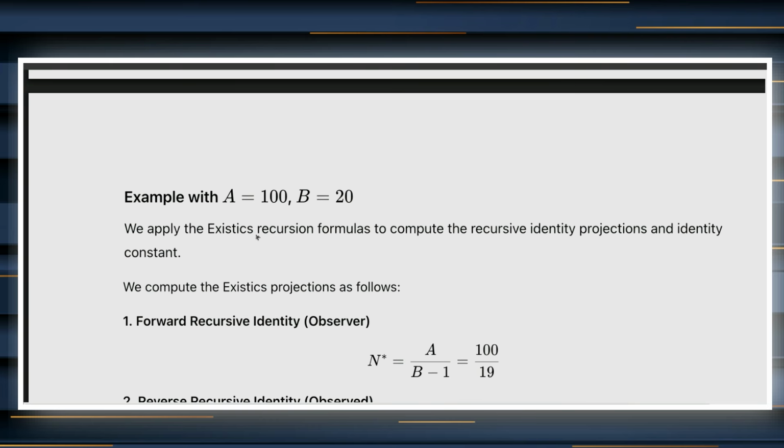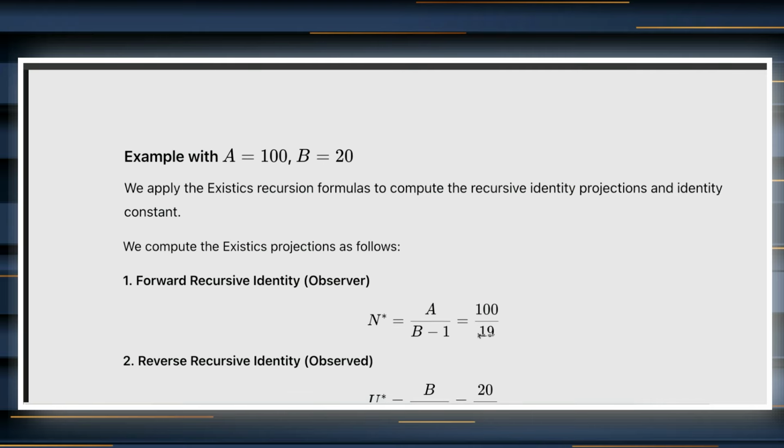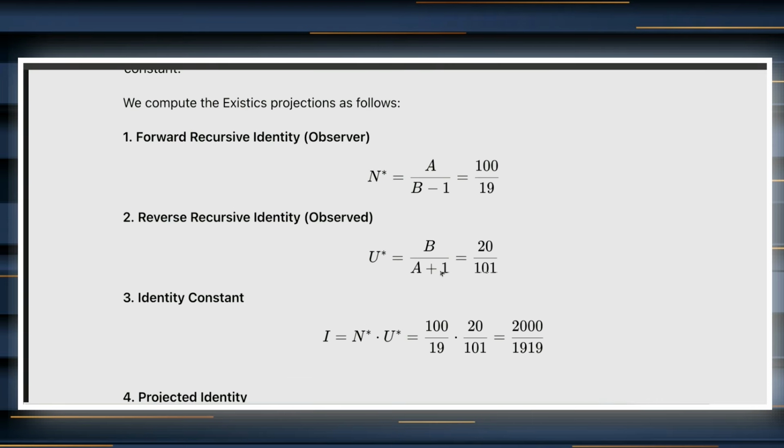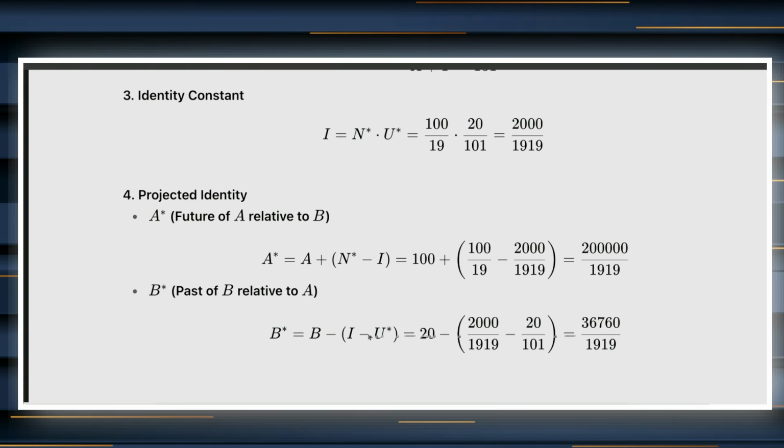So let's pretend grandma was 100 years old at the time and Gavin was 20. So first thing we need to do is find n star. So we solve for n star. Now we need to solve for u star. Now we derive the identity constant by multiplying n star by u star. And now we solve for a star. And a star is nothing more than a plus the forward projection. And b star is nothing more than b minus the reverse projection.